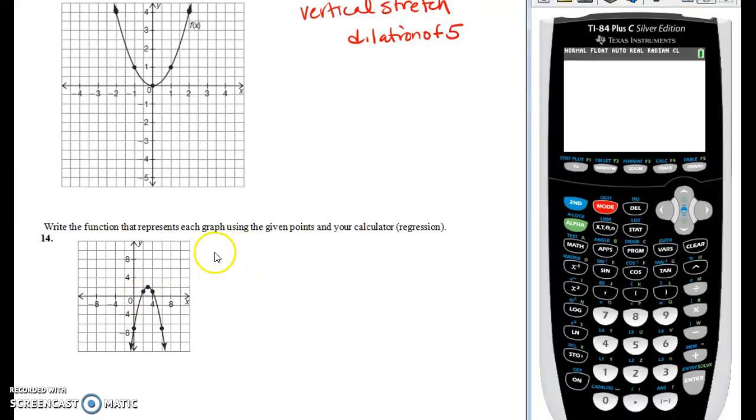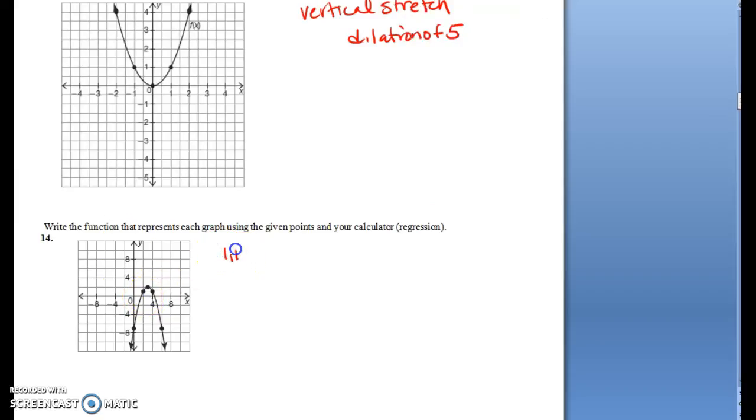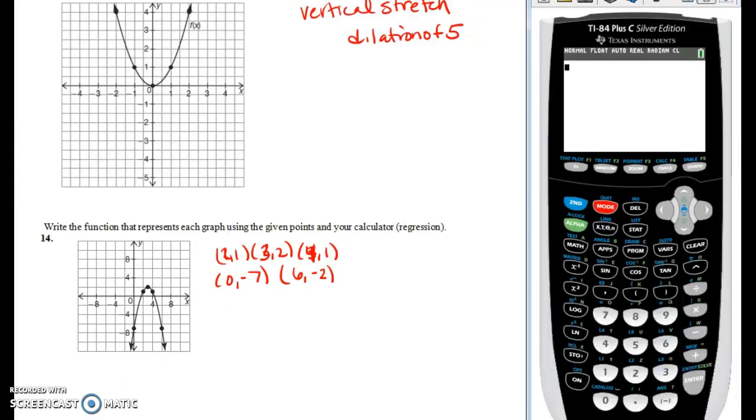It looks like I have a point of 1, 1. I have a point of 2, 2, a point of 3, 1, a point of 0, negative 7, and a point of, looks like, 6, negative 7. Actually, I think this point is actually 2, 1, and this point is 3, 2, and this is 4, 1, looking at my scale. Once you've identified the points on your graph, then we can do just like we've been doing this chapter.